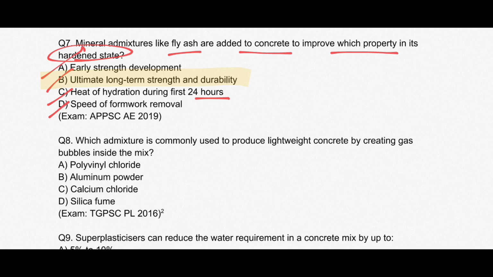Eighth question. Which admixture is commonly used to produce lightweight concrete by creating gas bubbles inside the mix? Option A polyvinyl chloride, option B aluminium powder, option C calcium chloride, option D silica fume. So the answer is option B, that is aluminium powder.